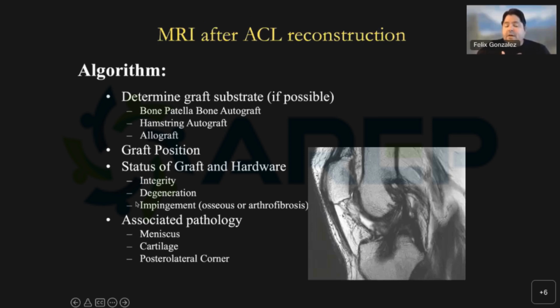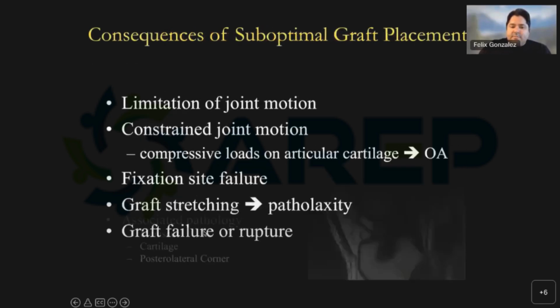So this is the algorithm that I use. Determine the graft substrate if possible. Sometimes you can see bone-patellar bone autograft, sometimes you can see hamstring autograft, or allograft. Sometimes I try to do that. Sometimes it's impossible, but I try. I look at the graft position. I look at the status of the graft and hardware, and then any other associated pathology.